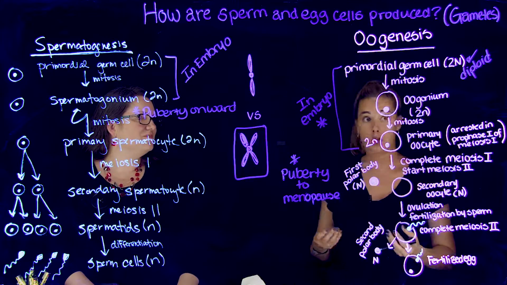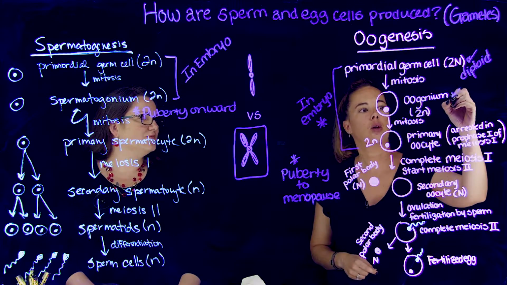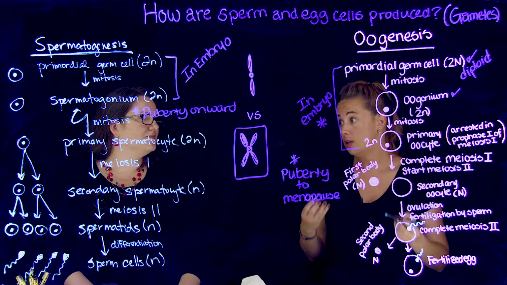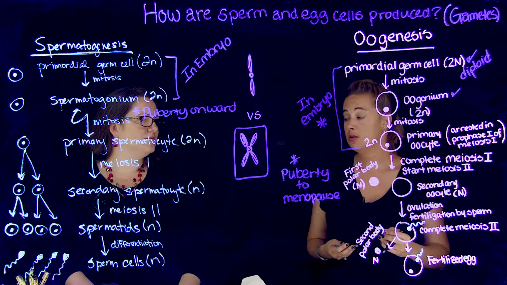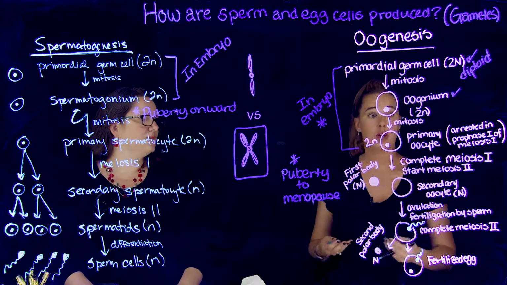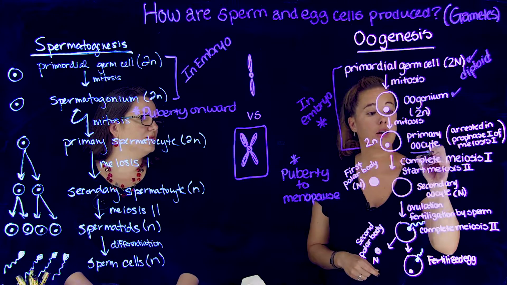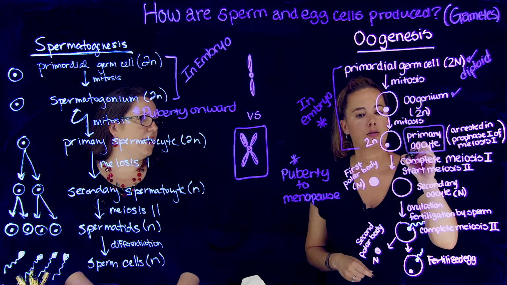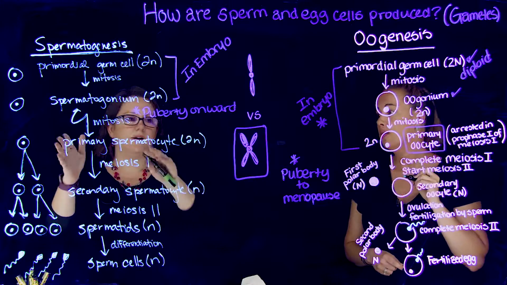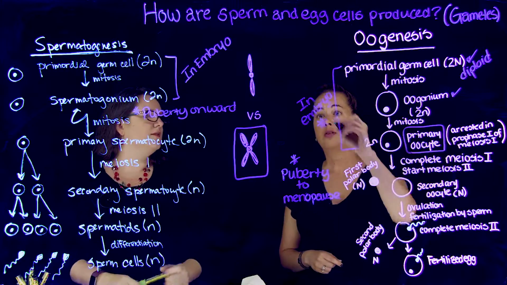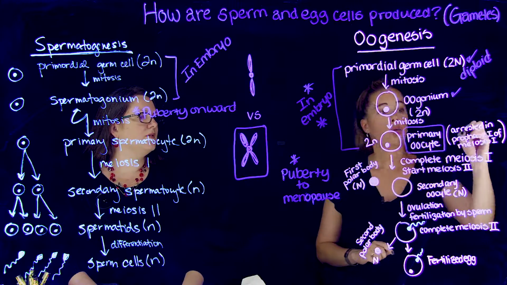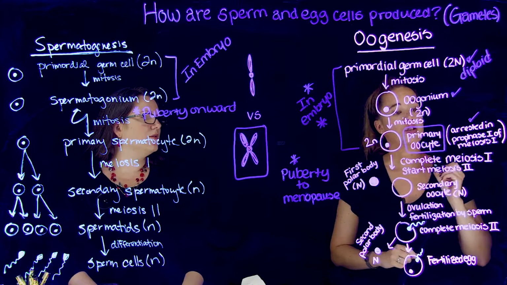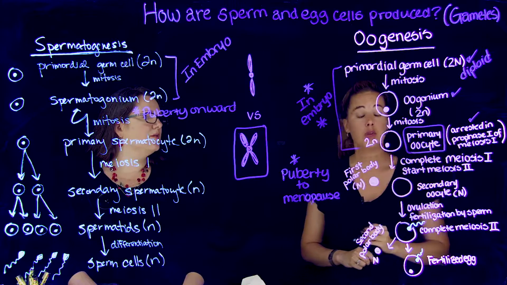It'll produce 2 cells. These are my oogonium. It is also diploid, 46 chromosomes. That's going to undergo mitosis, 2 identical cells. These are my primary oocytes. So we're kind of at an equivalent step to our primary spermatocyte. And this is happening in the embryo, and then we stop. We get what we call arrested or stopped in prophase 1 of meiosis 1.